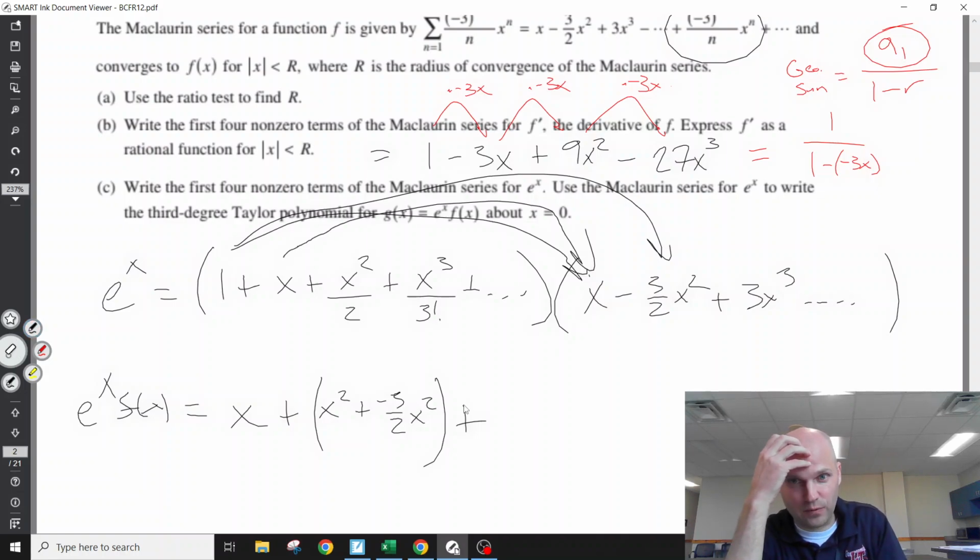But that's x to the 4th. Oh, no, that's x squared. I need x cubed. What are the different ways to get x cubed? Well, 1 times 3x cubed. x times an x squared. x squared times an x. And this would be your third term.